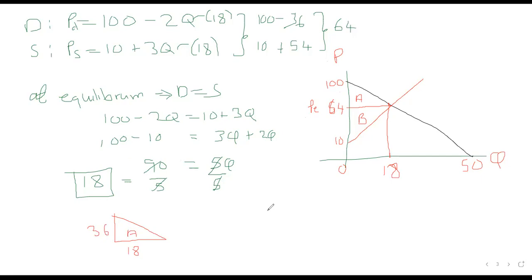A. Then supply at B here. What was the height here? From here to here, the length, the base was 18. But from here to here, 64 minus 10 is 54. So I want you guys to calculate for me the consumer surplus and the producer surplus quickly. I will give you just 2 minutes.